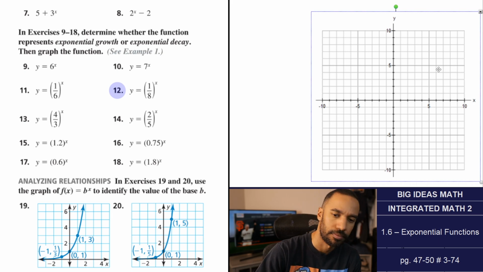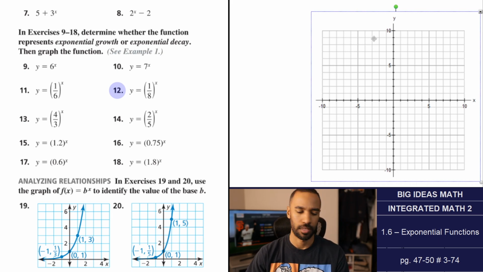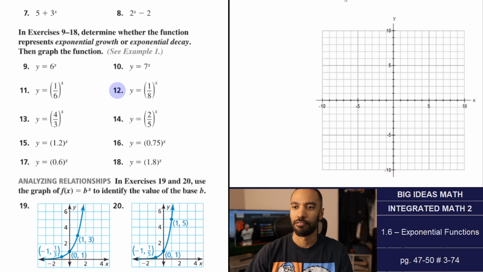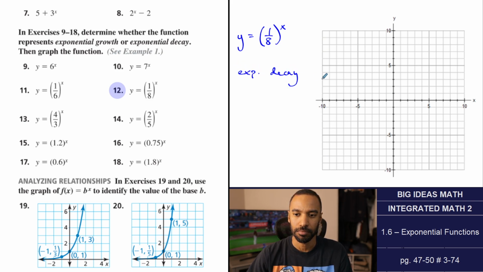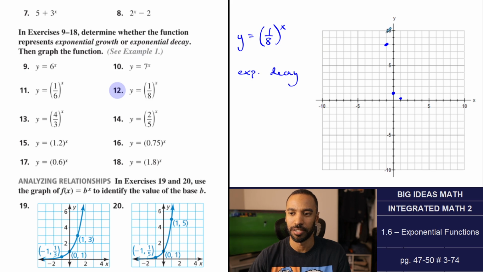Number 12, y equals 1/8 to the x power. It's not 1/7, but very much like number 10, this is going to be not very different from number 11 with the exception of the appearance of one value. It is exponential decay. And we will take 1/8 of 1 that way, which looks like a 1/6 and a 1/7, and we'll multiply by 8 this way. So that's the other part that you see. It takes off a little taller, even taller than 1/7 would.